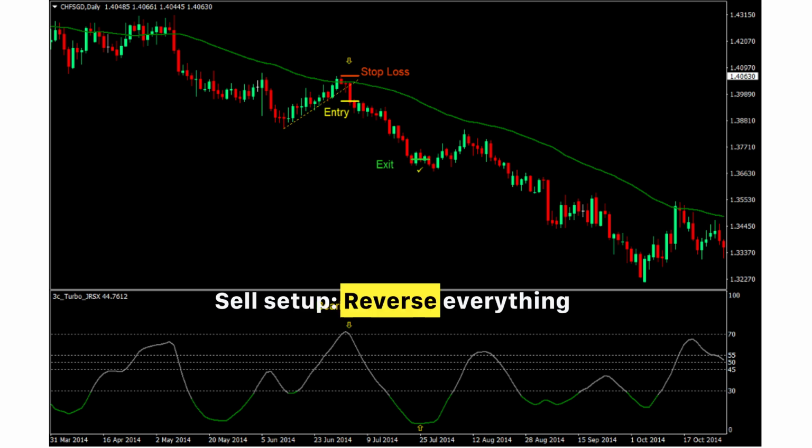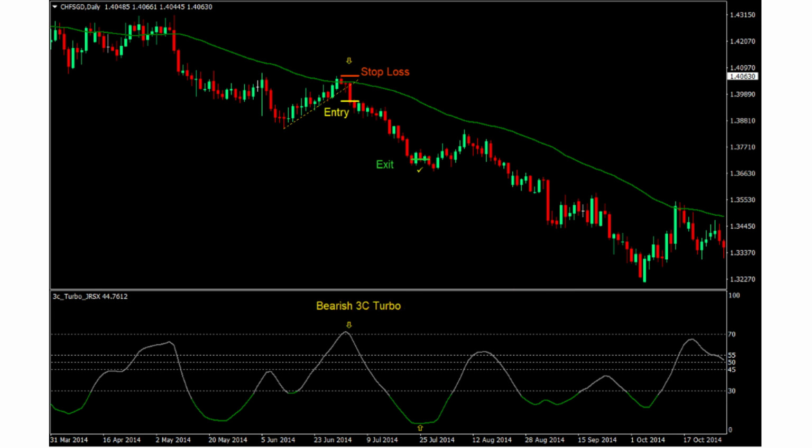Sell setup. Reverse everything. 50 EMA sloping downward. Price below it. Wait for price to retrace toward the EMA. 3C Turbo JRSX must have been in overbought territory, above 70, and is reversing. Then price breaks below the support line near EMA. Enter short. Stop loss just above recent fractal high. Exit when oscillator slopes up.